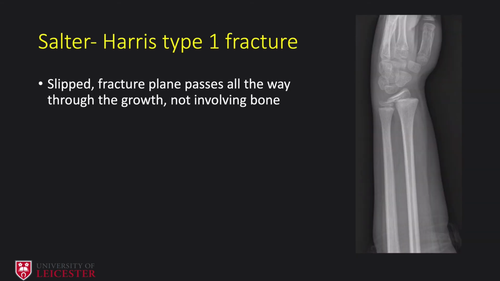Now we will go through each type in detail. Let's start with fracture type 1, where the fracture passes all the way through the growth plate and does not involve any bone, as you can see from this radiograph.